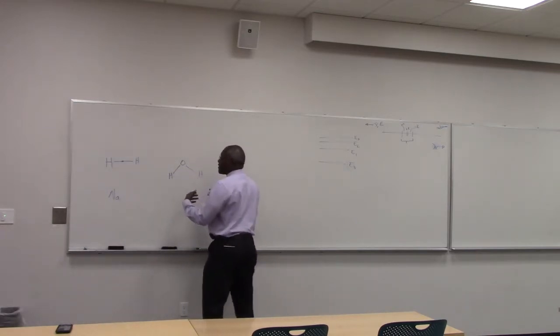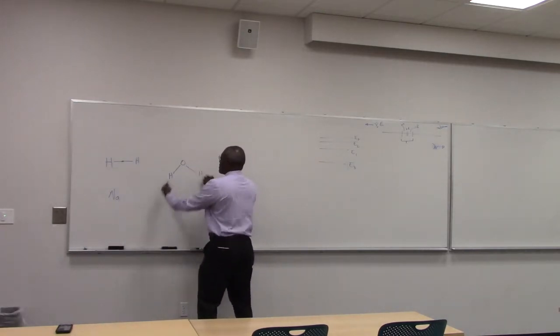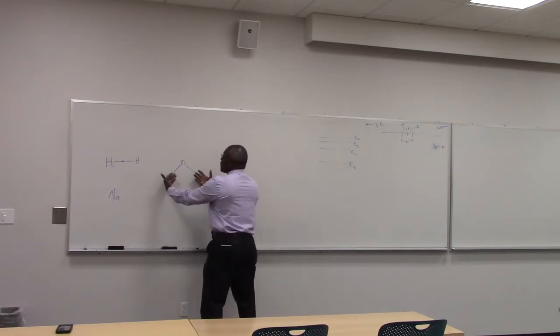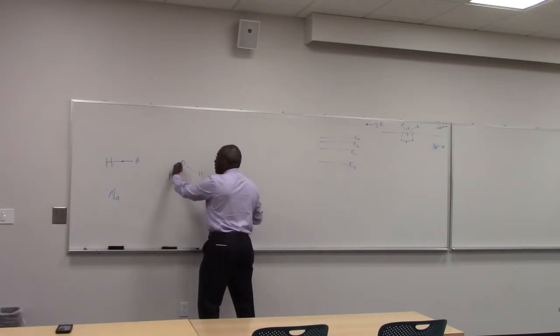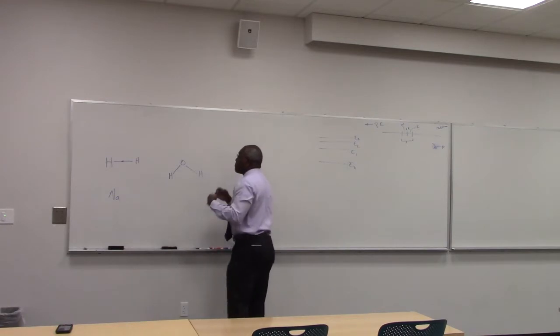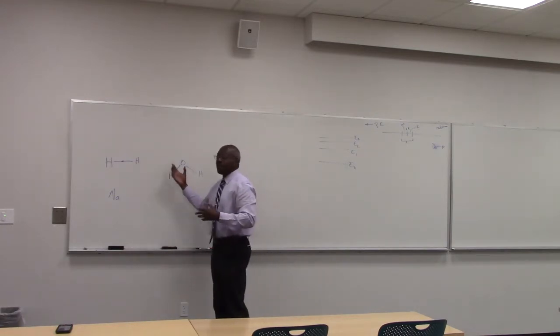I can have a vibration that looks like this, so I'm going to elongate the HH bond simultaneously. Or I can have vibrations like that, so I lengthen one bond as I shorten the other. So I can have multiple types of vibrations in those molecules.